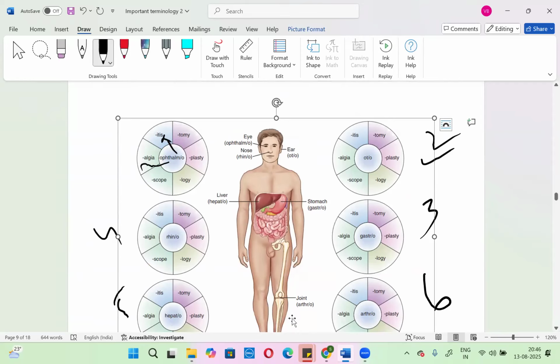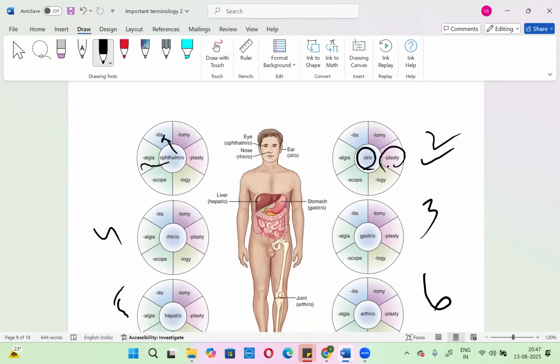Otoplasty. Now, what is otoplasty? Please give me the answer in the chat box. Oto plus plasty. What is plasty? What is oto? Club together and you will get the meaning. Everyone, please try. Plasty is what? You have written the notes also, right? Plasty meaning is what? Oto plus plasty, I'm asking. Oto is ear. What is plasty? You have written the notes, right?